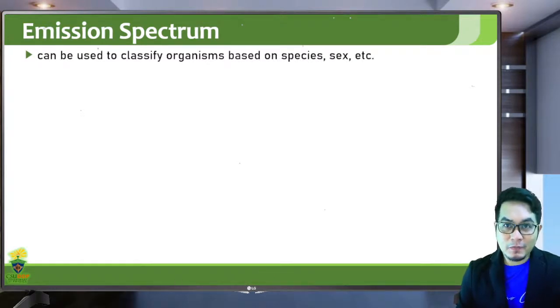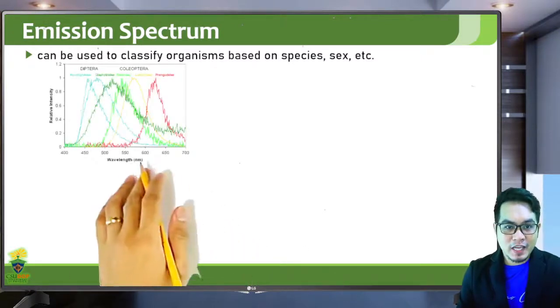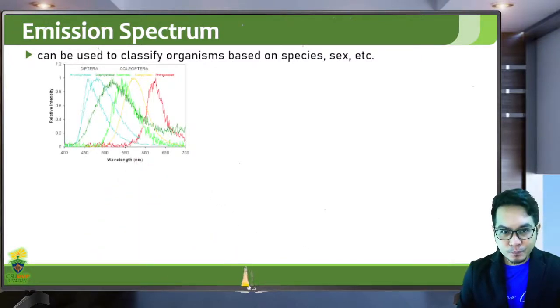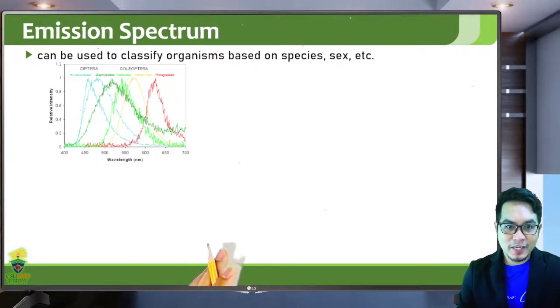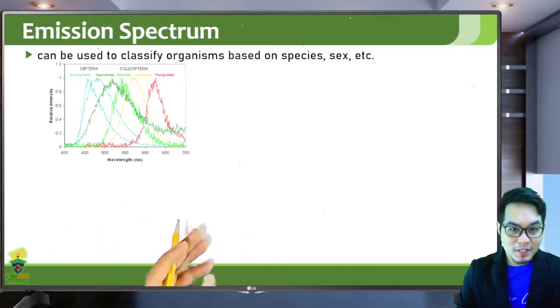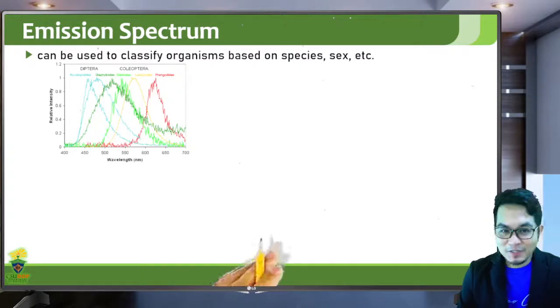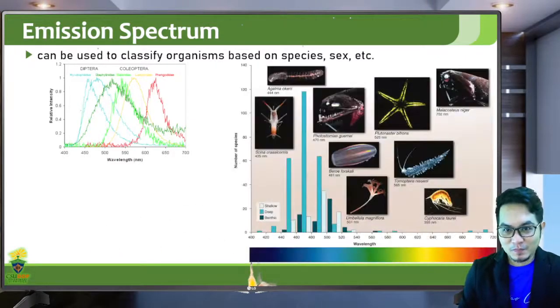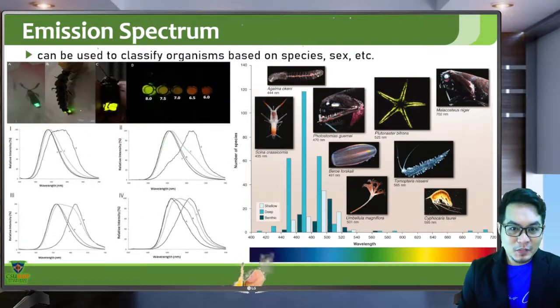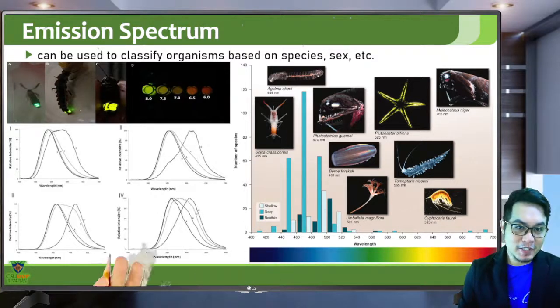An emission spectrum can also be used in life science, in biology, say to classify organisms based on species, based on sex, etc. This is an example emission spectrum of the wavelengths emitted by different insects. Maybe one of these is fireflies. I don't know what Diptera, Coleoptera are. So they have different species. You can also use this to classify species based on, say, sex or age.